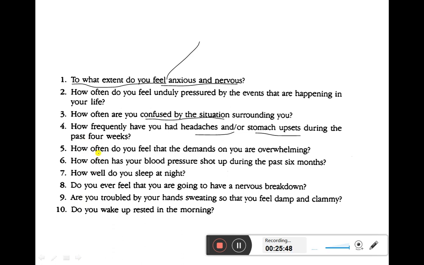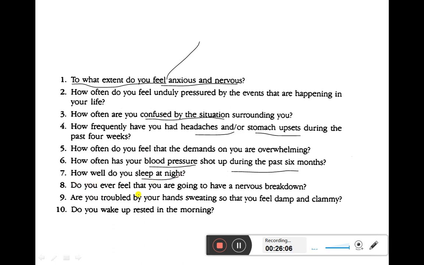Next question, how often do you feel that the demands on you are overwhelming? How often has your blood pressure shot up during the past 6 months? Add this question. How well do you sleep at night?